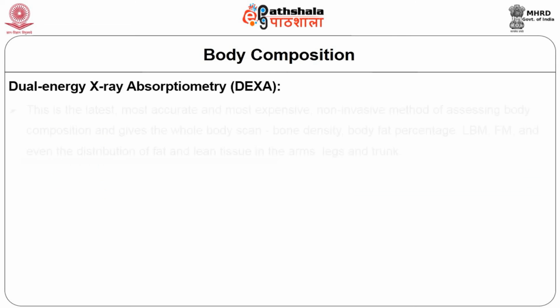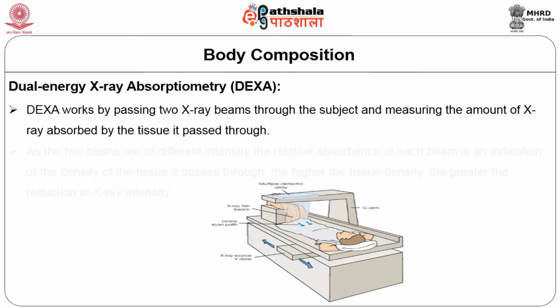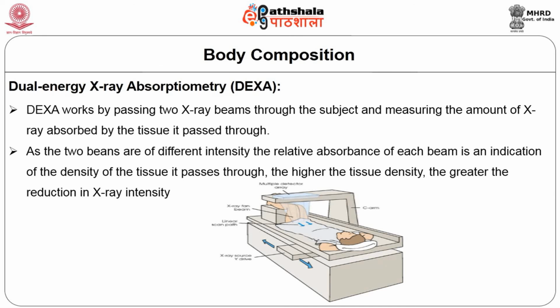Let's talk about DEXA. It is the latest, most accurate, most expensive non-invasive method of assessing body composition and gives a whole body scan, which includes body density, body fat percentage, lean body mass, fat mass, and the entire distribution of fat and lean tissue in arms, legs and trunk. Now, DEXA is considered the gold standard technique for the diagnosis of body composition. DEXA works by passing two X-ray beams through the subject and measuring the amount of X-ray absorbed by the tissue it passes through, of which one is of high intensity and the other is of low intensity. This is an indication of the density of the tissue it passes through.